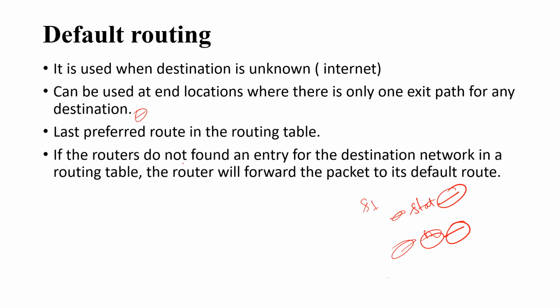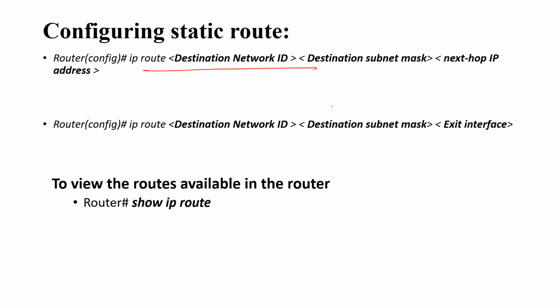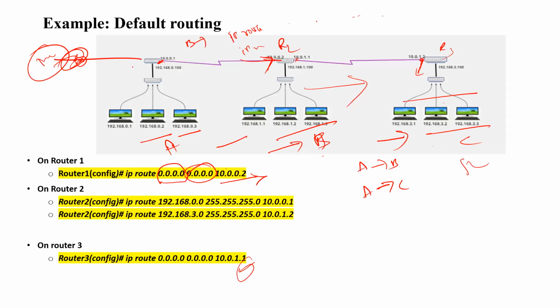If the router does not find any entry for the destination network in the routing table, the router will forward the packet to the default route. What does it mean? Suppose we have the default route configured to the internet, but we missed adding the static routes to B and C. Then what happens? Though you are trying to access the B network and C network, as there are no routes available, it will go with the default path only. That is what it means about the default route.